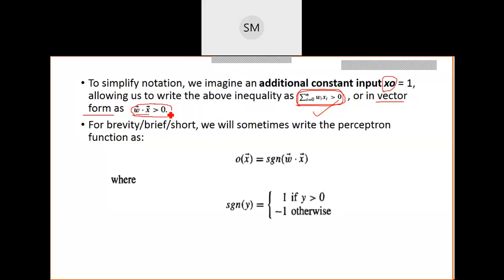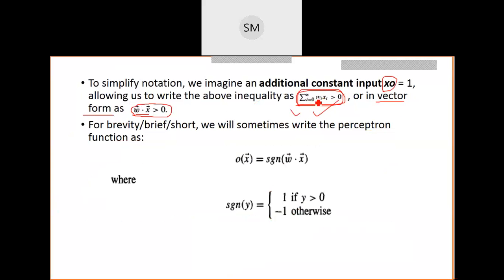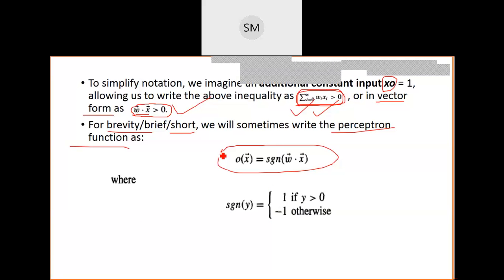So this is also called the perceptron function. This is the basic one, O of x1 to xn. Then we refined it like this, and again refined it in the form of vectors. For short, sometimes we can write this perceptron function as O of x vector, which is equal to sign of w vector times x vector.